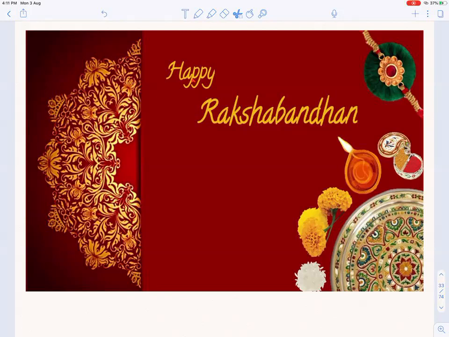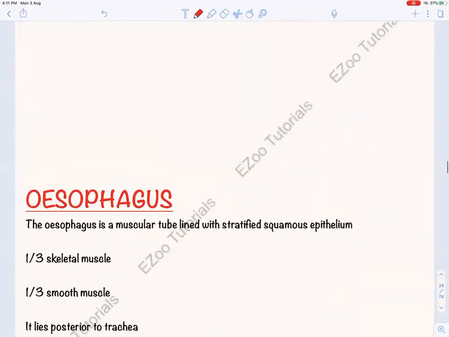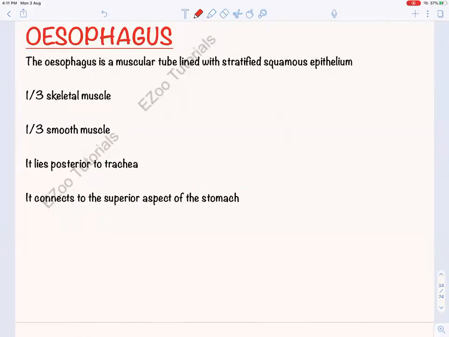So now let's come back to study what we were doing. We are continuing with our chapter of digestion and absorption. I have told you many of the structures, and now we will be continuing with the structure. We will be starting with the esophagus. We stopped at the pharynx and Waldeyer's ring in our previous lecture.